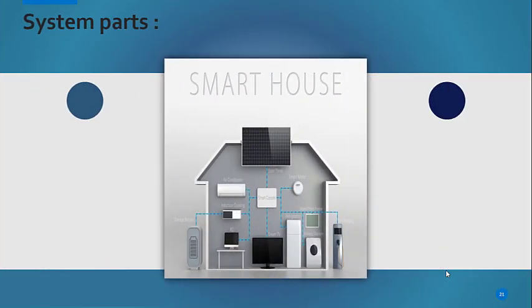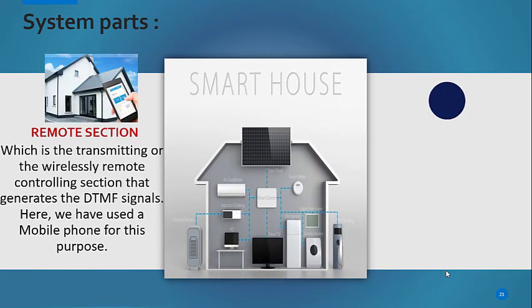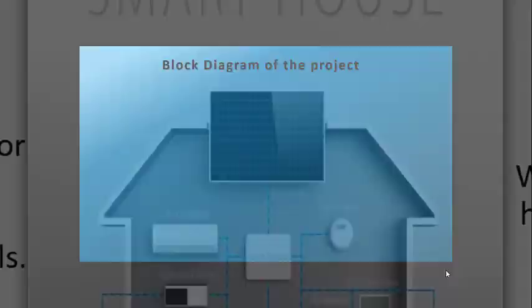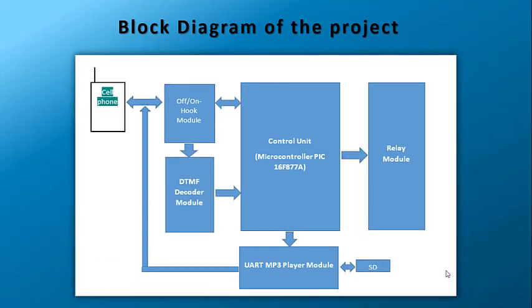We can say that the system is composed of two sections. Remote section, which is the transmitting or wirelessly remote controlling section that generates the DTMF signals. Here, we have used the mobile phone for this purpose. Local section, which is installed with the house appliances that are connected with the system to control them. The block diagram of the project shows the relationship between different components.